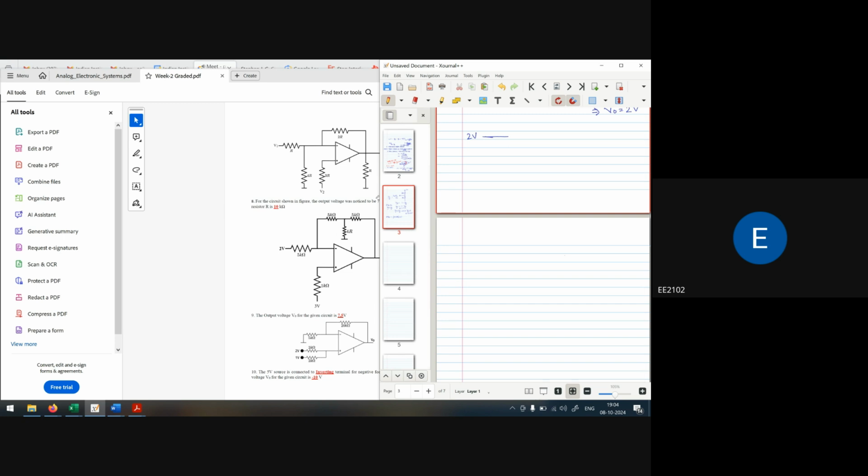Two volts, 5K, minus plus, 1K, 3 volts, 5K, 5K, 4R and 1K.